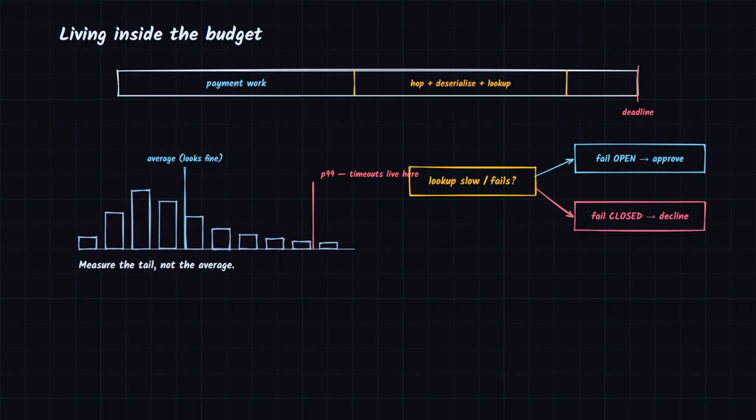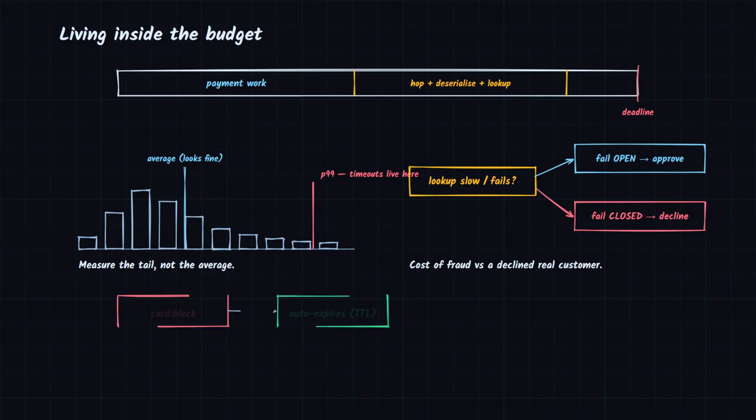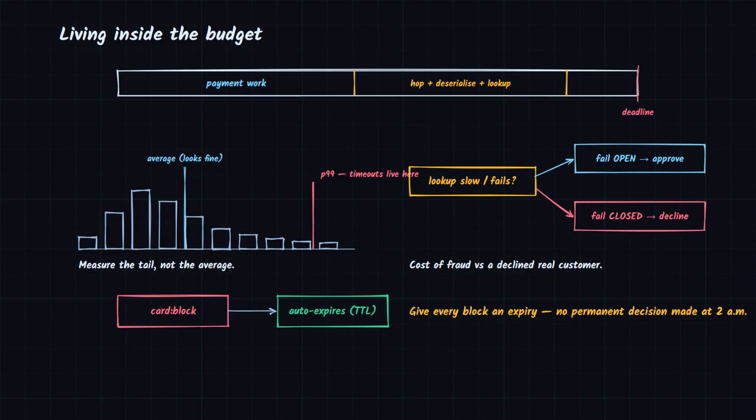And you decide now what happens when the lookup fails or is slow. Fail open and approve, or fail closed and decline. That is a business decision about the cost of fraud versus the cost of declining a real customer. And it is better made deliberately in a meeting than accidentally by a timeout at midnight. The loop is closed. Detect, decide, act inside the budget.